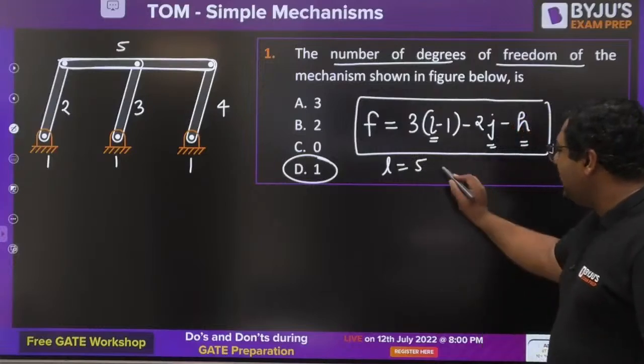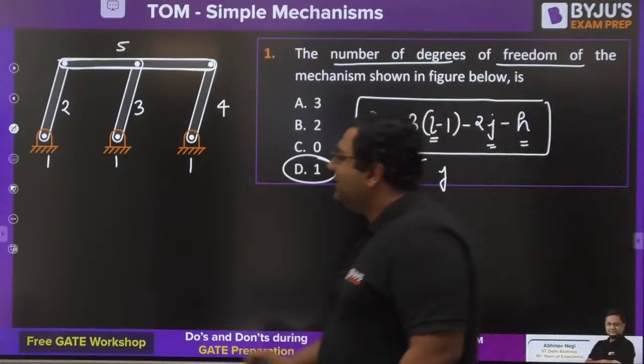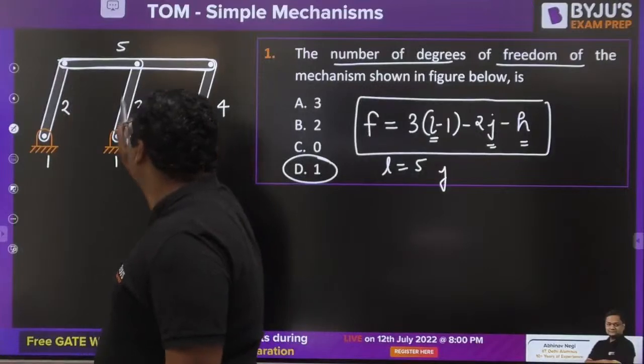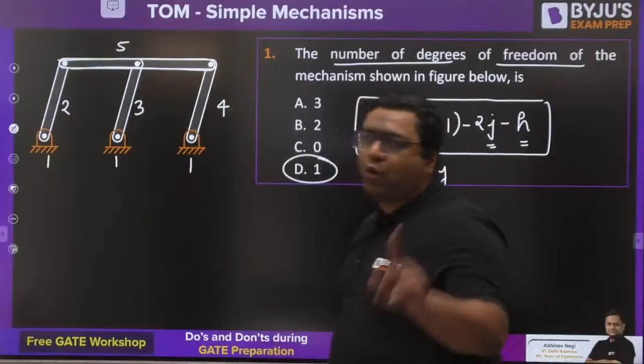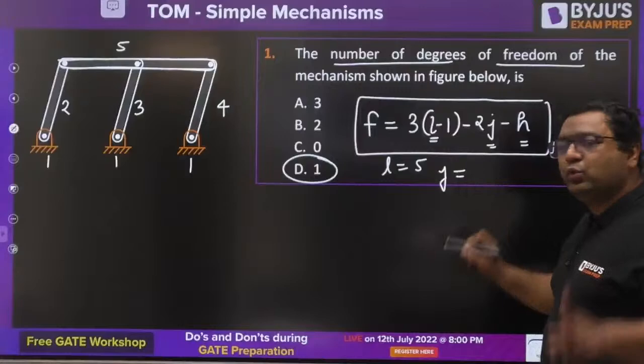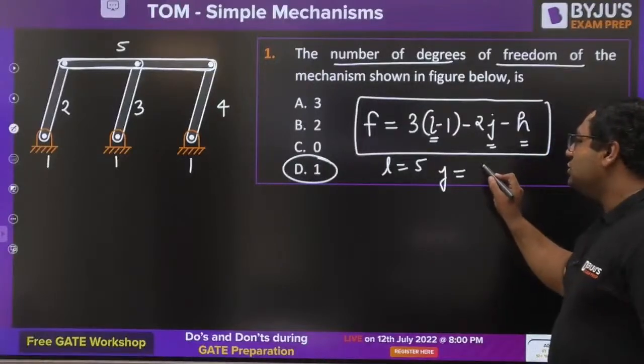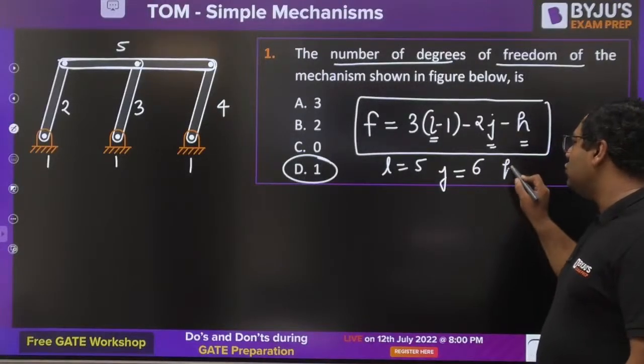The number of joints, if you find out, then there is 1 joint, 2 joint, 3 joint, 4 joint, 5 joint, 6 joint. All are binary. Binary means only 2 links are connected at that joint. So joints are 6. Higher pair is not present.